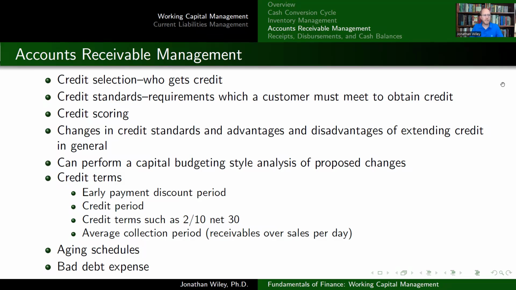So let's talk about those credit standards. Basically, those are going to be requirements that a customer must meet in order to obtain credit from you. So if the customer wants to buy from you on account, they have to meet certain standards, and you have to decide what those standards are going to be before you extend the credit to them.